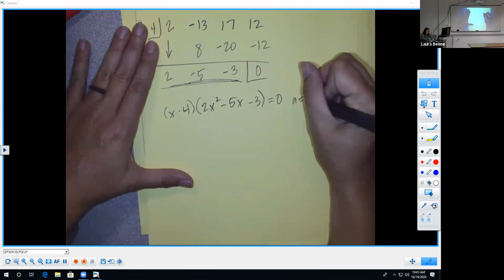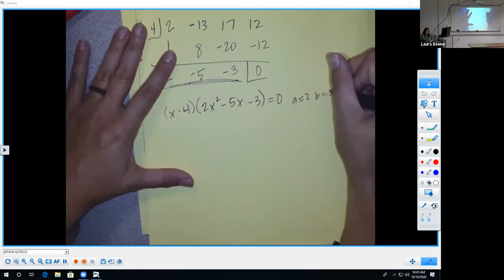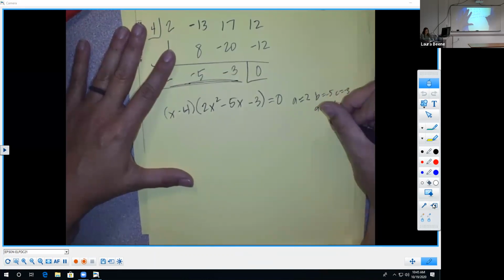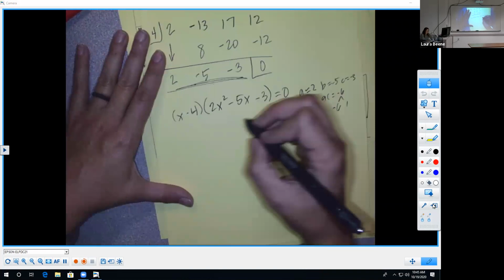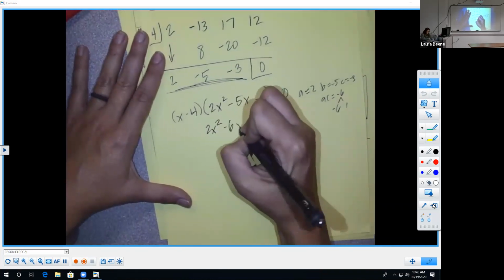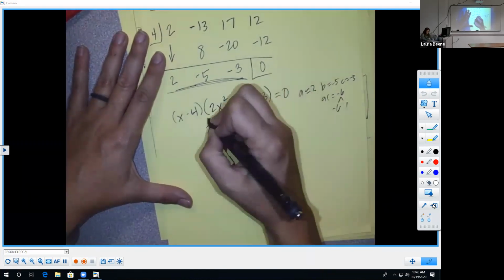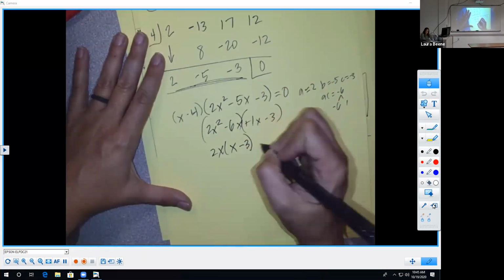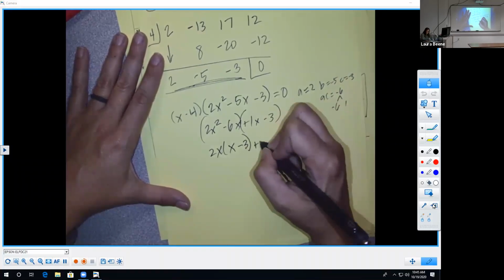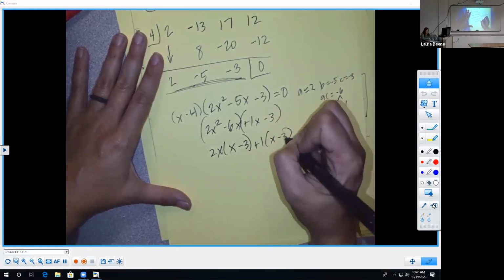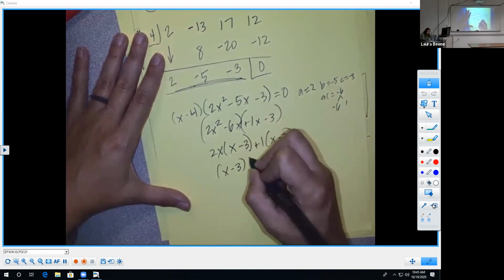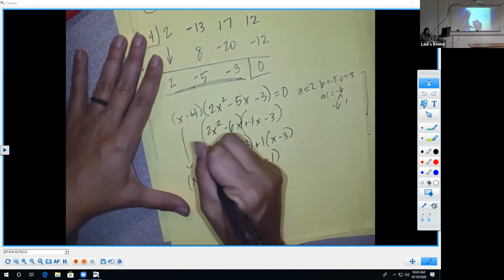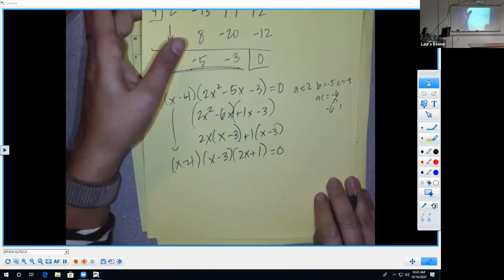If you do the AC method, A is 2, B is -5, C is -3, AC is -6. That would be -6, +1. So this is 2x squared minus 6x plus 1x minus 3. Factor by grouping. This is 2x times x minus 3. And there's not a GCF here, so I'm just going to pull out a 1 times x minus 3. So it factors into x minus 3 times 2x plus 1. I want to bring down the x minus 4 factor. So here are the factors. How do I find my solutions?